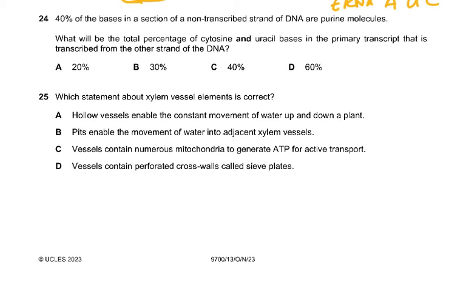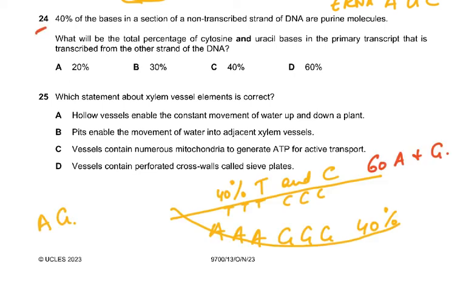40% of the bases in a section of non-transcribed strand of DNA are purine molecules. What will be the total percentage of cytosine and uracil bases in the primary transcript that is transcribed from the other strand of the DNA? So we have 40% of bases in the non-transcribed strand are purine. Question number 24. I've just shown this to you. 40% non-transcribed strand. So the transcribed strand will have 40% T and C, and 60% will be A and G.